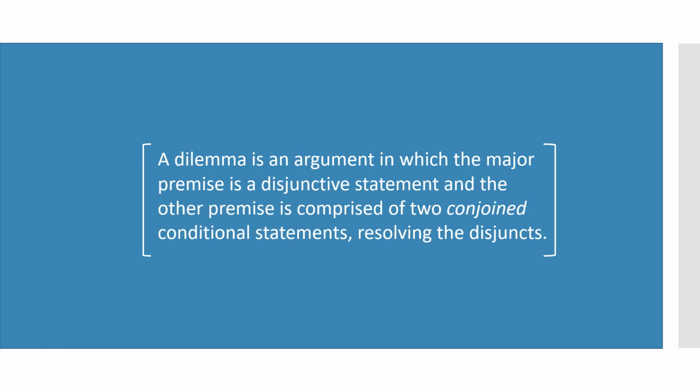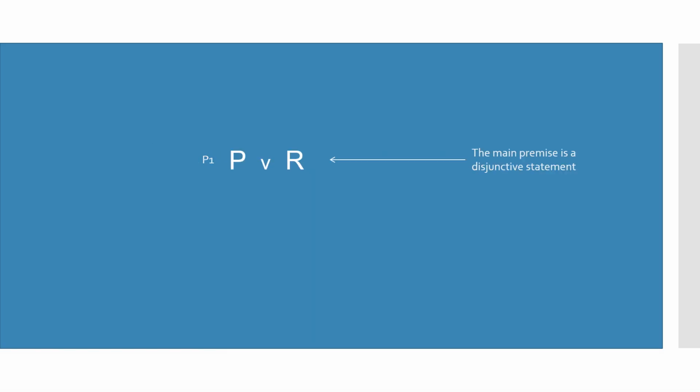Now, formally defined, first of all, a dilemma is a syllogism. So technically, you will have two premises and one conclusion. The main premise of the argument is simply a disjunctive statement. So what we start with is simply an either or claim. And then the second premise of the argument will be comprised of two conjoined conditional statements. So what we have are conditional statements that have been put together by an and claim. And then essentially we will resolve the disjuncts by way of each of these individual conditional statements.